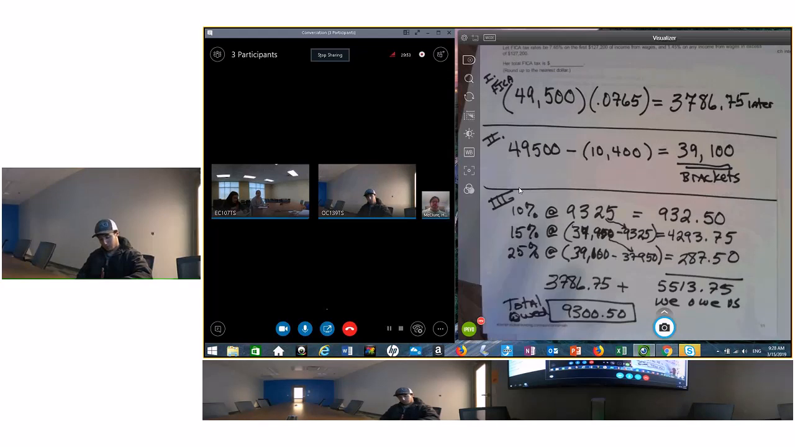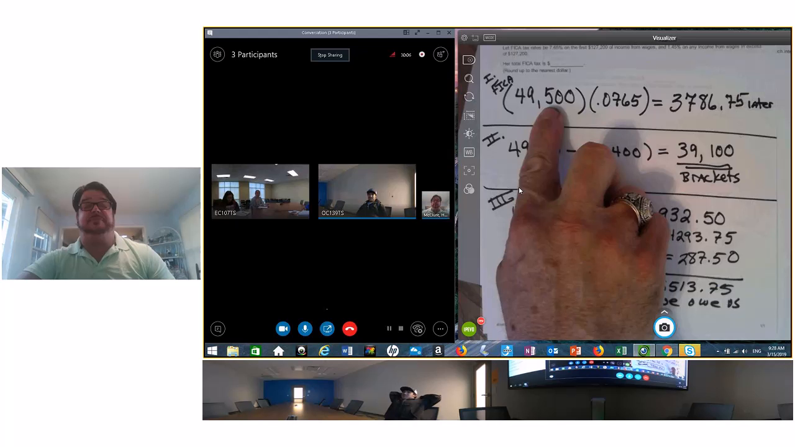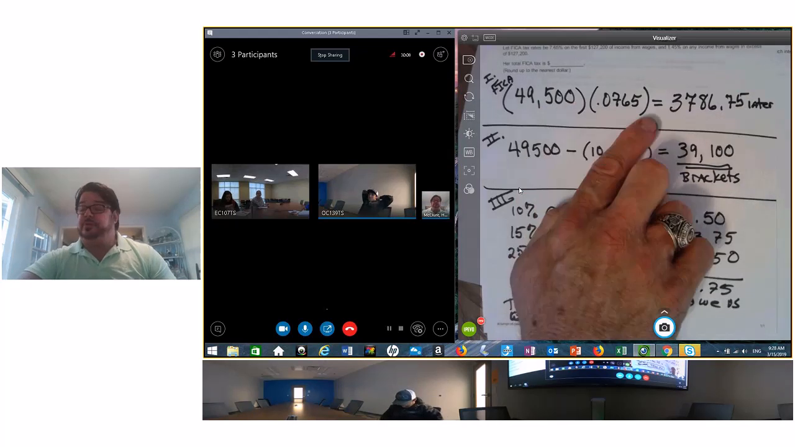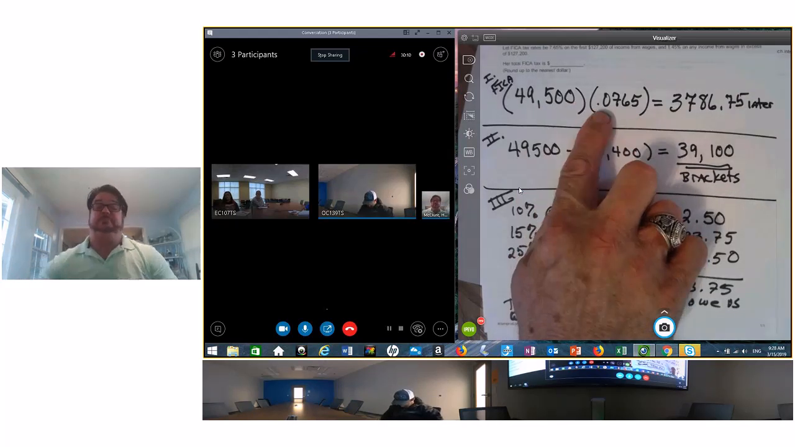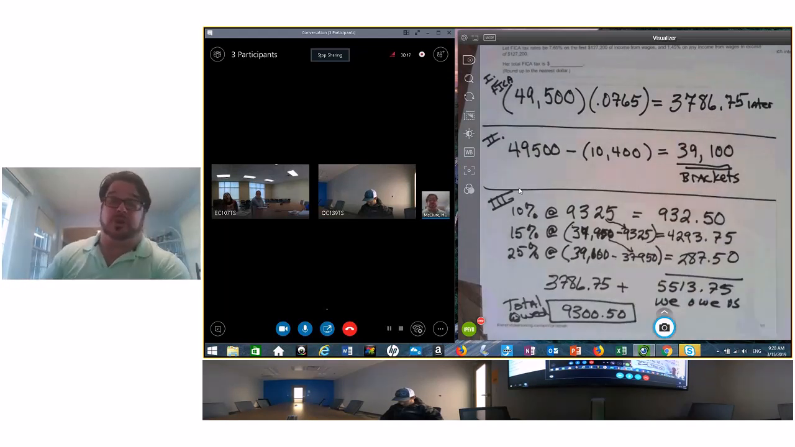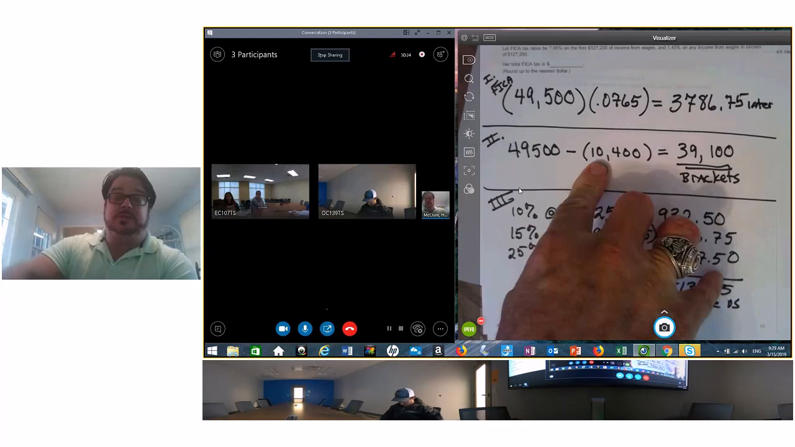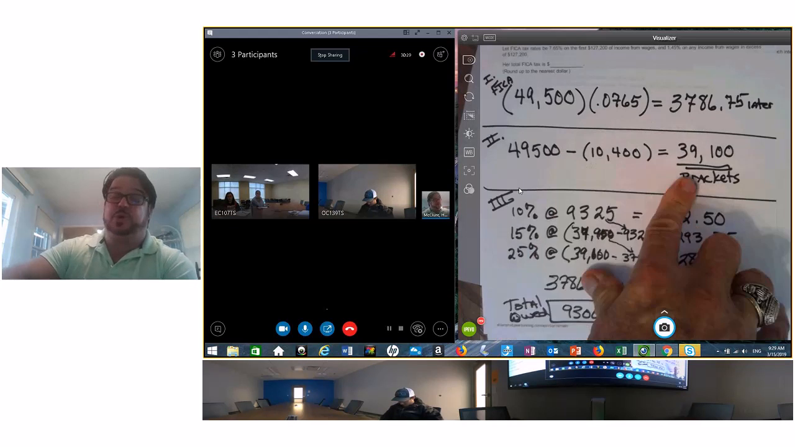Now, like I say, that is a good representation right there of how you do the taxes. First thing you do is you multiply the 49.5 times the 7.65%. And that gives you your FICA, what you owe FICA, which is your Medicare, Social Security, and all that stuff. Then you take the 49.5 and you subtract the deduction and the exemption. That gives you 39. And that's what goes through the what?